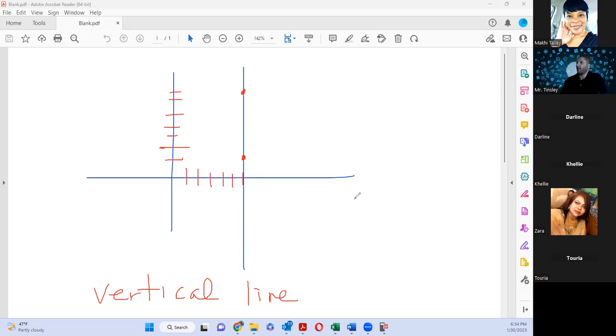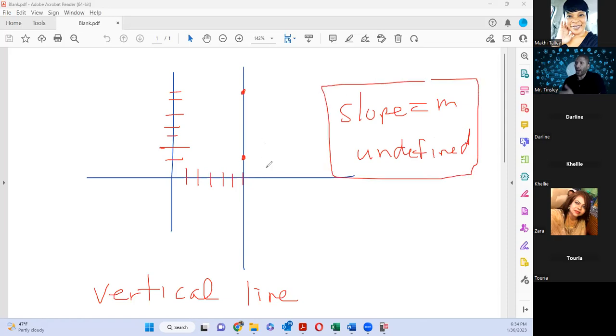So what is the slope of a vertical line? Undefined. Very important you know that. It is undefined. Why? Let's look at these points. 1, 2, 3, 4, 5, 6. So this is 6, 1. This is 6, 7.